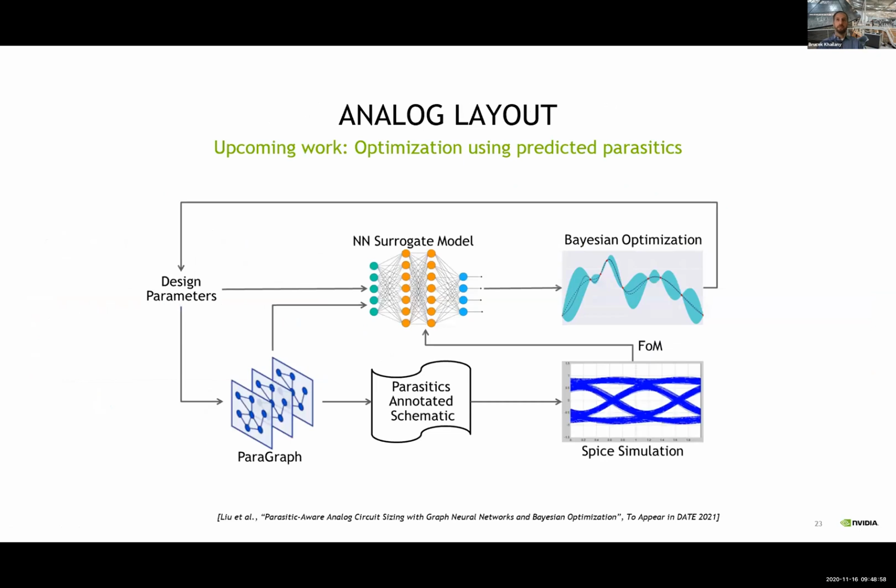And more recently, we worked with an intern, Mingjie Liu, who is going to be publishing a paper at DATE in 2021 that takes the ParaGraph model and takes the embeddings from the graph neural network directly, and then feeds them into a Bayesian optimization framework to do automatic sizing with this graph neural network-based parasitic prediction. He had some cool results that show you could do auto sizing and optimization on analog circuits that way without even having to do layout.